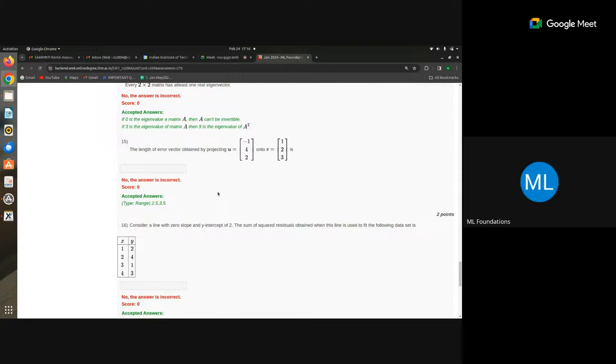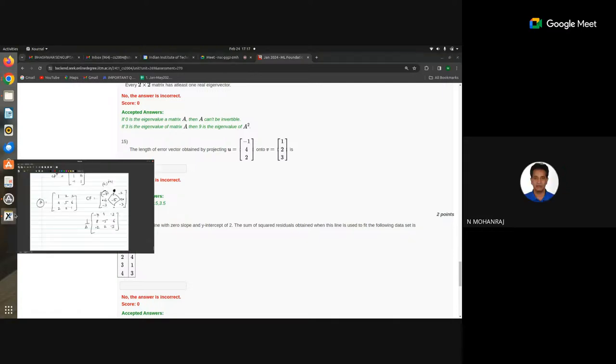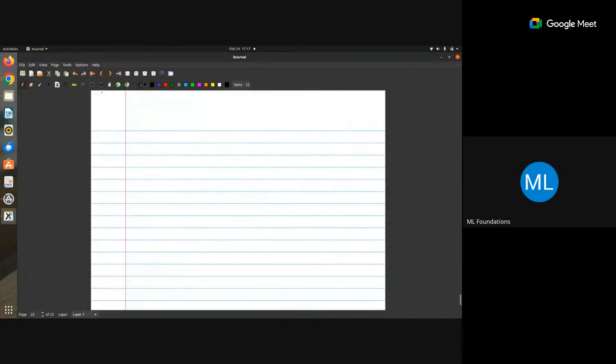Okay, so maybe I'll give you the theory behind it again. I thought I'd do it later, but it's here. Do you know how to do the projection and where this formula for projection comes from? E equals B minus P. But that P we have to find first. We have to find the length of the error vector, that means E. If you have time, I'll quickly do it in 15 minutes. Sure, sir.